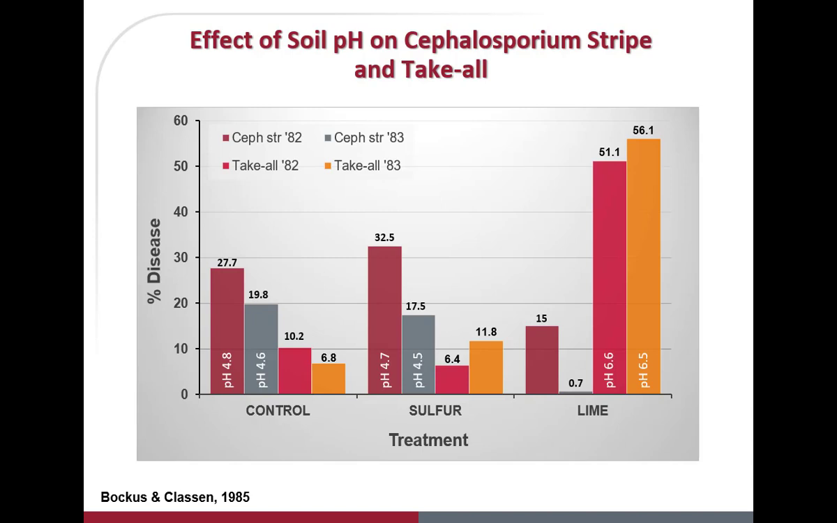In the sulfur treatment, there was about 33 and 18 for the Cephalosporium, and about 6 and 11 for the Decay. Not much change in the Decay, a little bit more Cephalosporium. In the lime treatment, Cephalosporium was at 15 and just less than 1%, but the Decay increased dramatically here, 50 and 56%. So we get just the opposite kind of response here to liming. Cephalosporium decreases compared to the no treatment control, and the Decay increases dramatically.